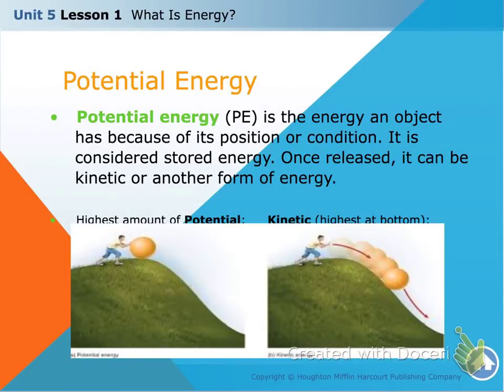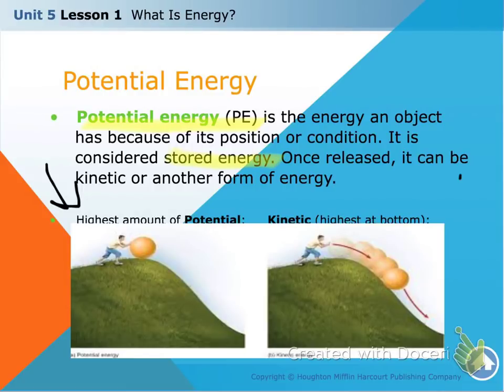The first type of energy is potential energy, which we will abbreviate as PE. And this is the energy that an object has because of its position or condition. So if it is something that's on top of a hill and it's about to roll down the hill, then it's said to have stored energy. So potential energy is stored energy because it has the potential to release the energy and start moving. So up on the hill here, it says that this is the highest amount of potential energy because it's reached the highest point to where it's about to release all the energy that's stored within it.